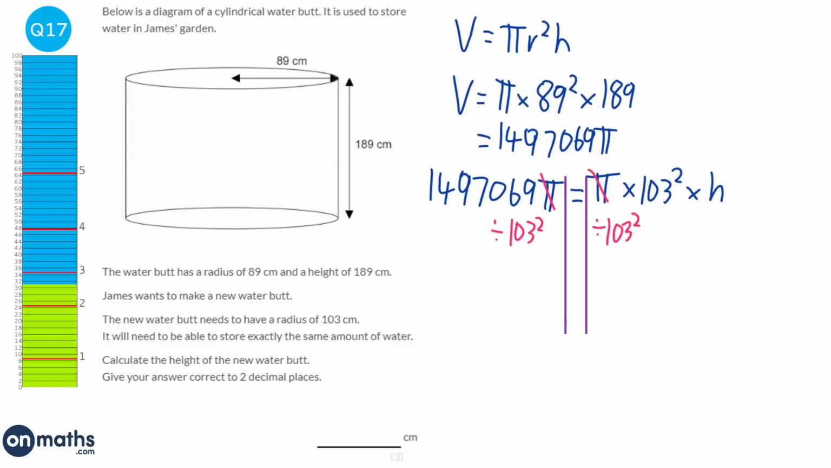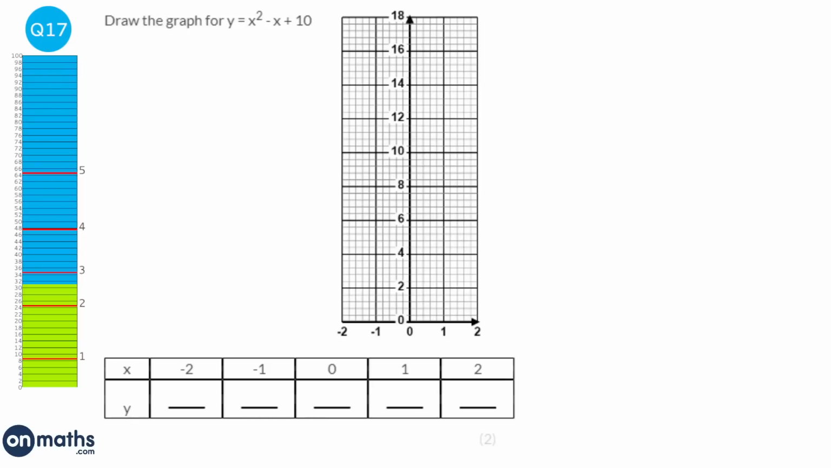And on the left hand side we get 141.113 blah blah blah, and on the right hand side we get h. So the height will be 141.113. It says it wants it to 2 decimal places, so that will be 141.11.